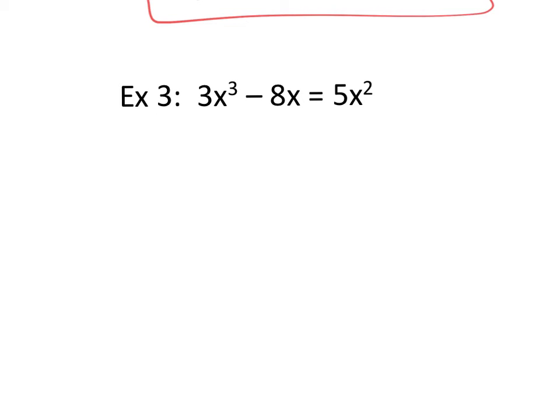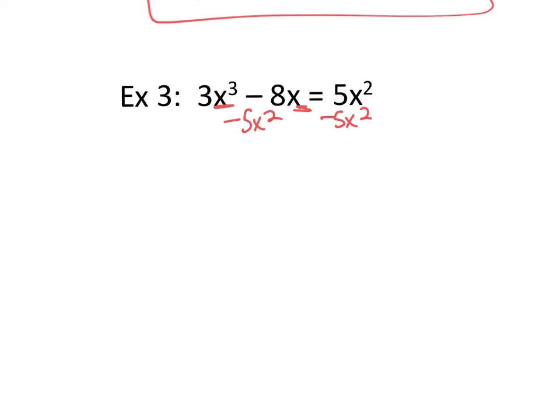Got to move the 5x squared over, right? Because everything's got to be on one side. So when I move that over, is that a like term with any of those things? No? Why not? Why is x squared not a like term with x to the third and x? Different exponents, right? They can't be like terms. X's go with x's, x squareds go with x squareds, x to the third, and so on.